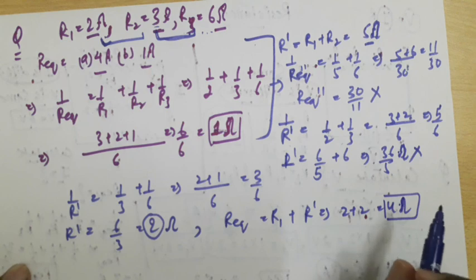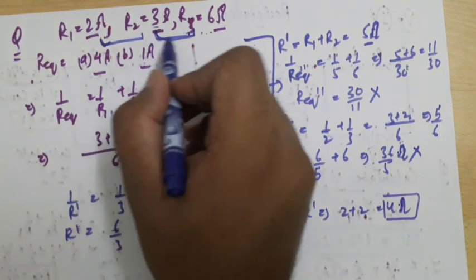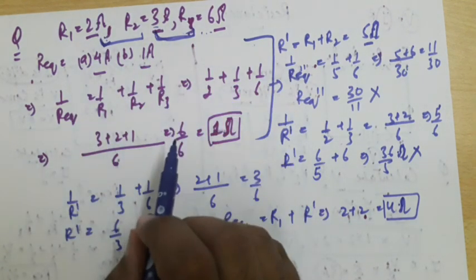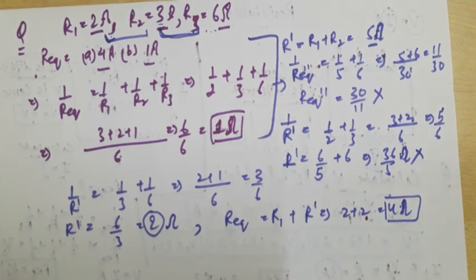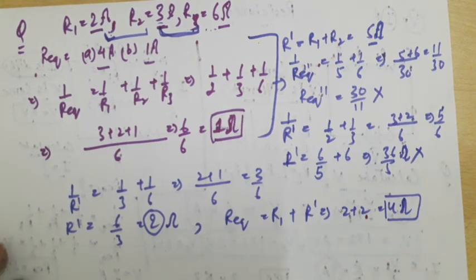The answer has come. What I have done is joined these two in parallel with this one in series. So we have to try it like this. We have to check all these combinations to get our answers. Okay, now in the next class we'll practice some more questions.